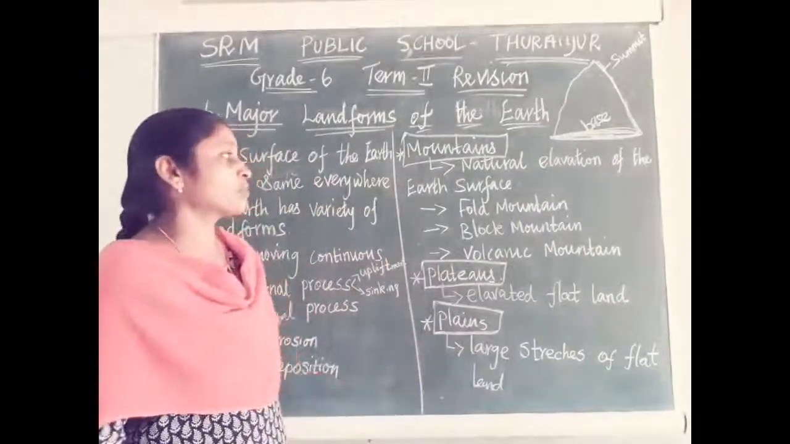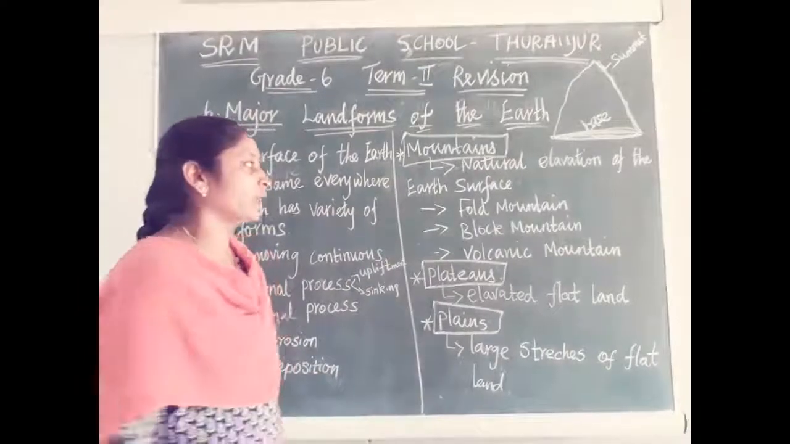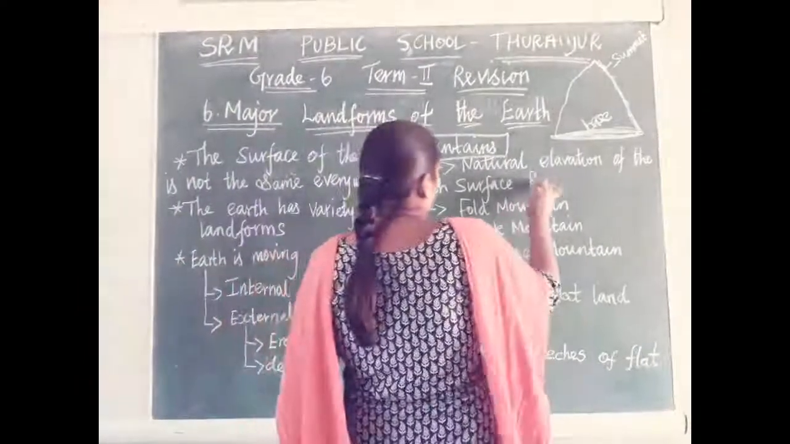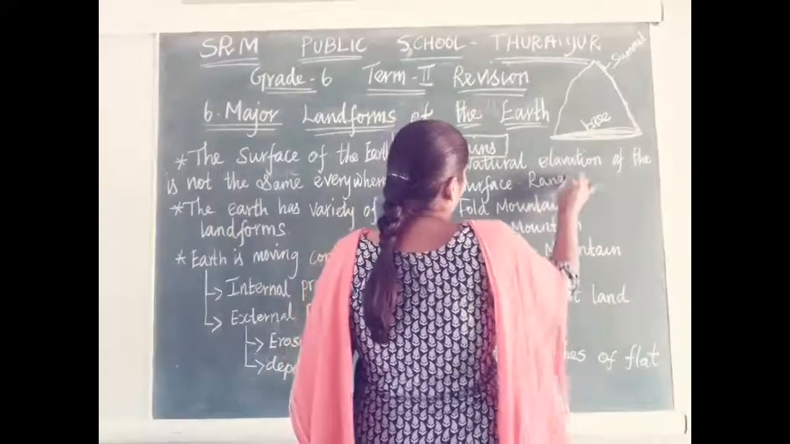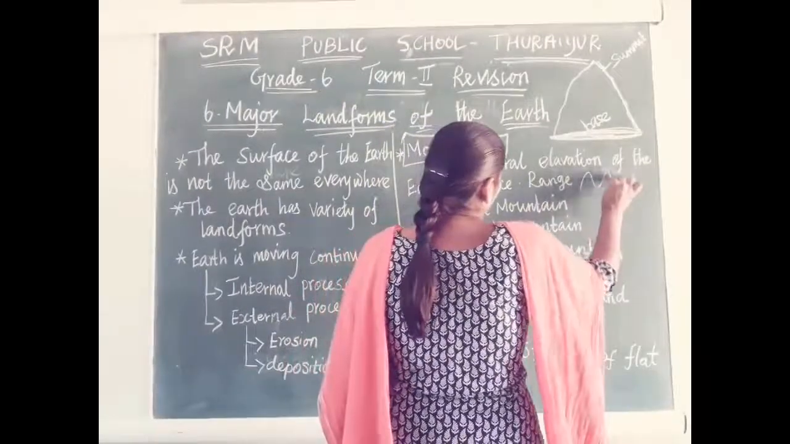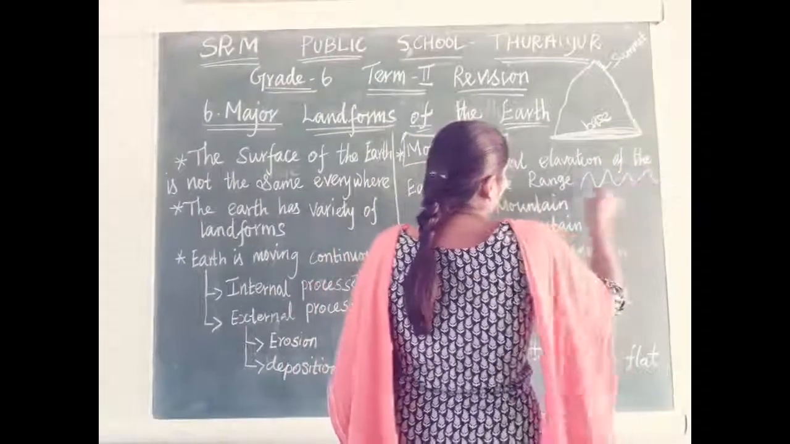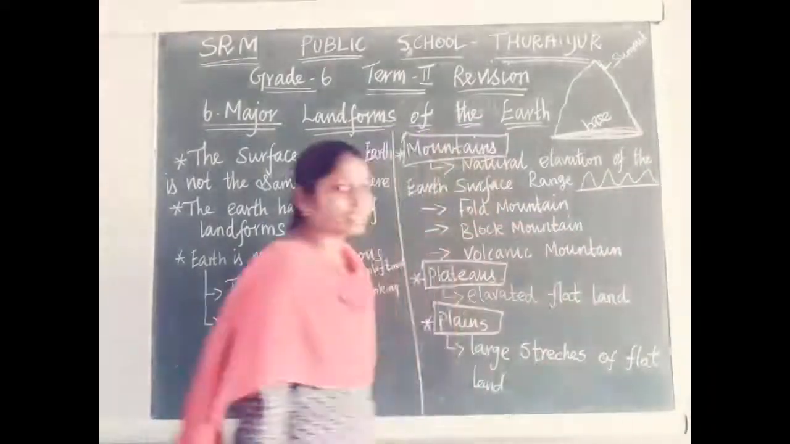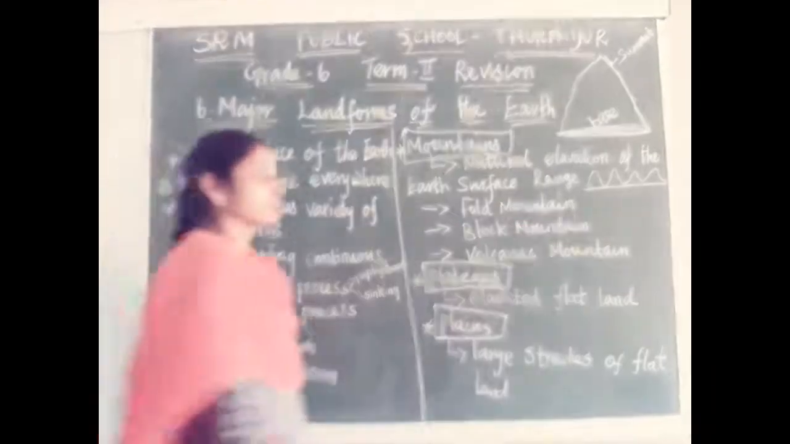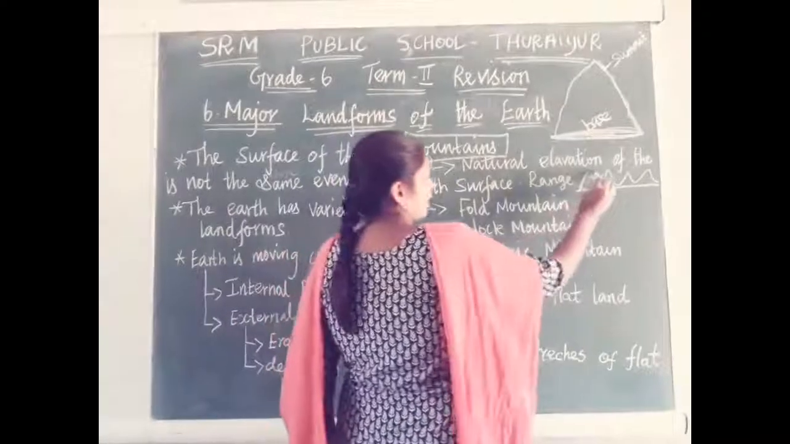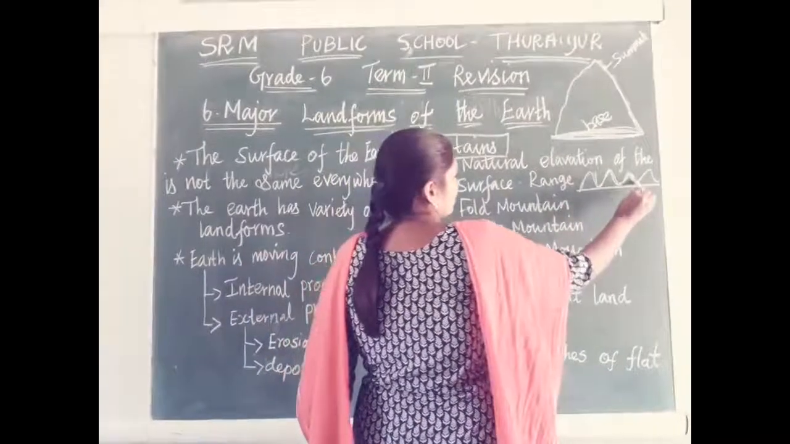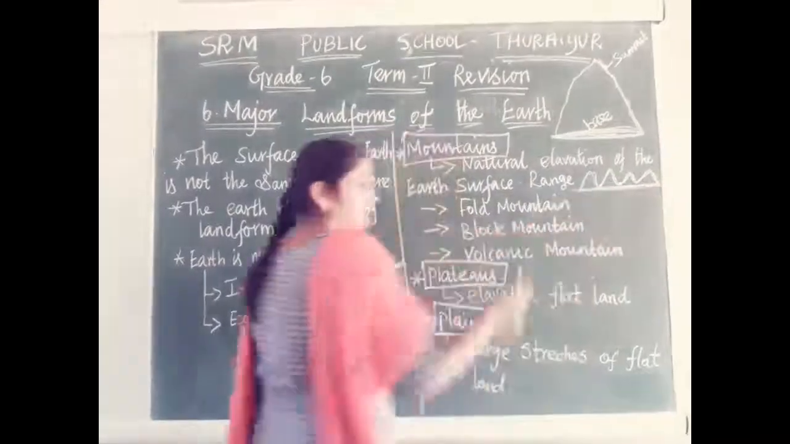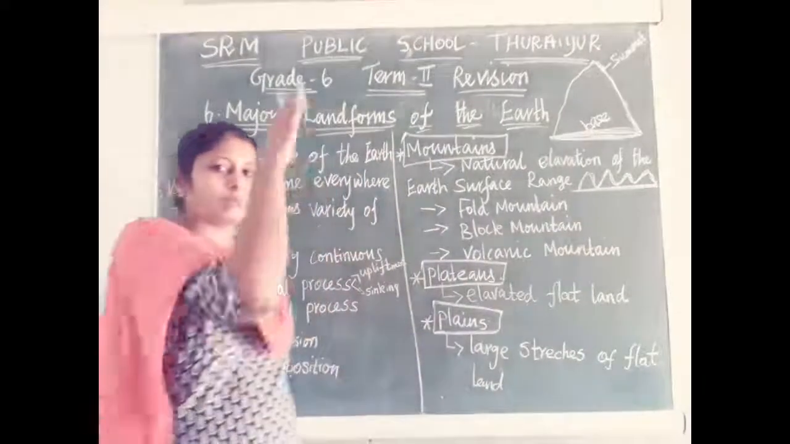Next is the mountain range. What is a mountain range? When mountains are arranged in a line, that is called a mountain range. Our Himalayan mountain is called the Himalayan mountain range.